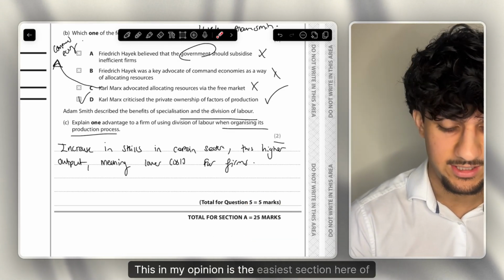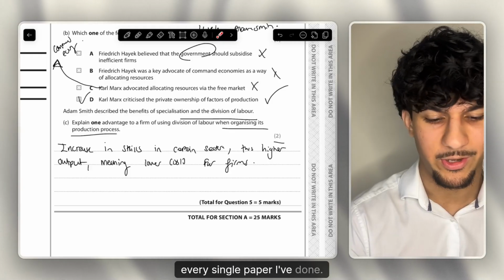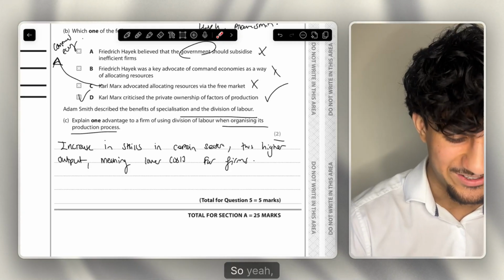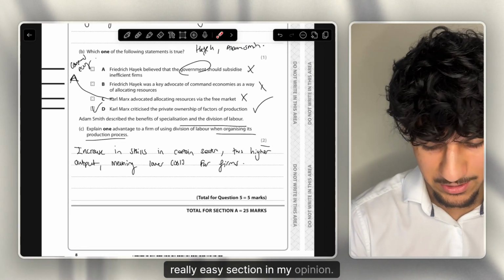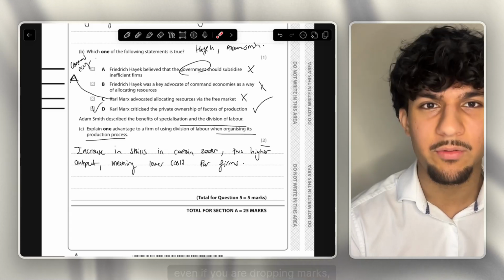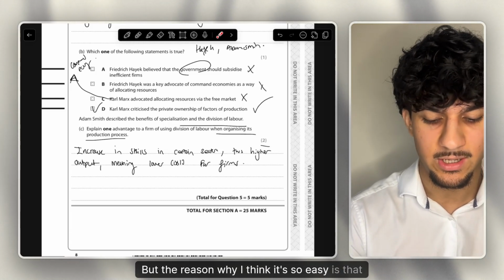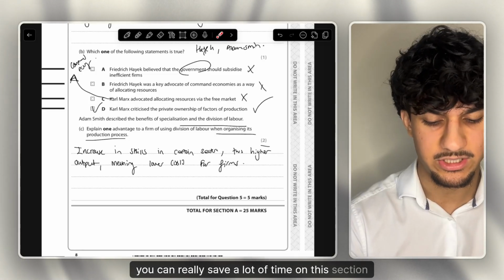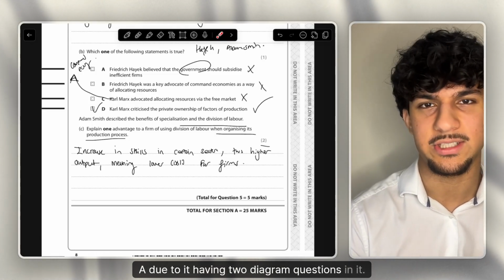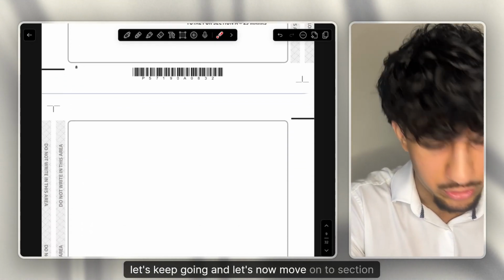This, in my opinion, is the easiest section A of every single paper I've done, and I've quite literally done every single paper. So yeah, that is a really, really easy section A in my opinion. So it means that even if you are dropping marks, of course, solve the marks you're dropping. But the reason why I think it's so easy is that you can really save a lot of time on this section A due to it having 2 diagram questions in it. But yeah, let's keep going and let's now move on to section B.